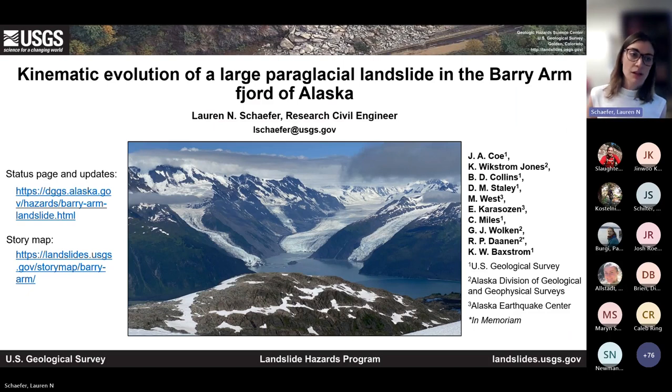I'm leaving up here on the left two websites. The first is hosted by DGGS, and this is a status page and updates of the landslide. You can go there to see what's going on with the landslide, how it's moving, what instrumentation is being installed or fixed, or what's going on in the field and in this project. And the bottom one is a story map, which is a nice display of all the instrumentation that's been installed and what it's telling us.